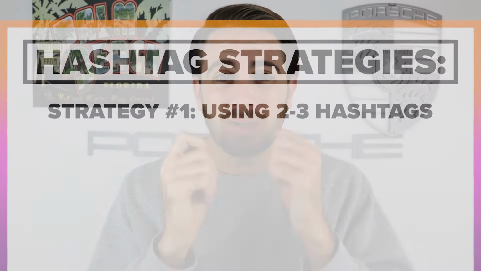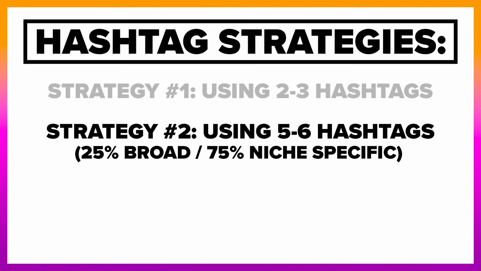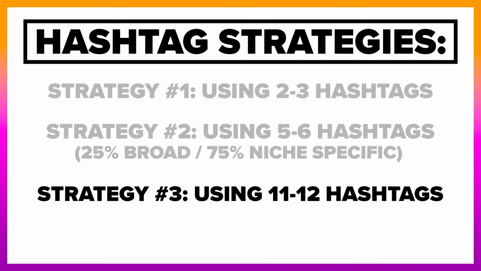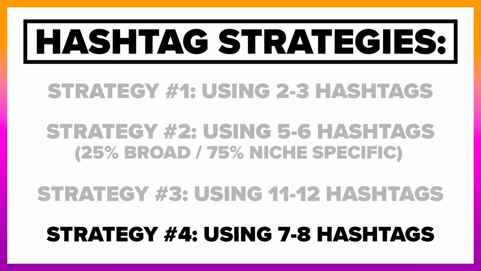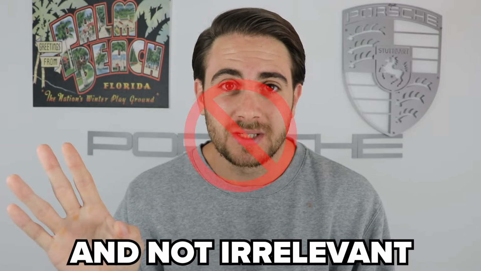The first one is going to be 2 to 3 hashtags. The second is going to be 5 to 6 hashtags, with 25% of them being broad and 75% of them being niche specific. The third hashtag strategy is 11 to 12 hashtags. And then finally, the best hashtag strategy that makes the most posts go viral right now is going to be 7 to 8 hashtags. And remember, 25% of those should be broad, things like hashtag trending, hashtag explore feed, hashtag reels, and 75% of them need to be specific to whatever you're posting about, but ideally the largest hashtags that are specific and not irrelevant to that post.